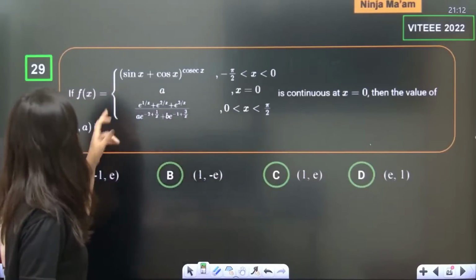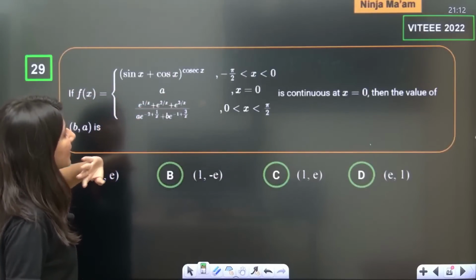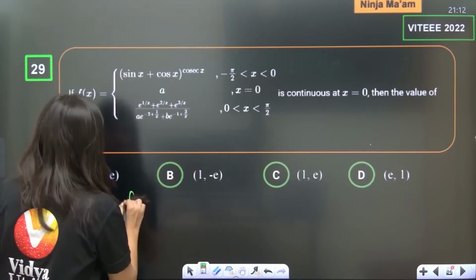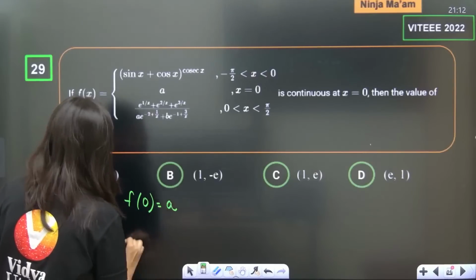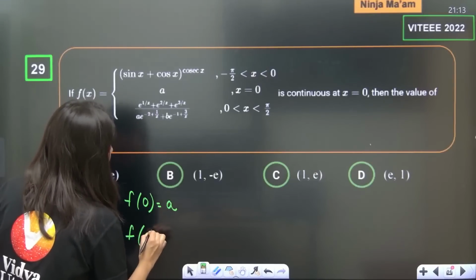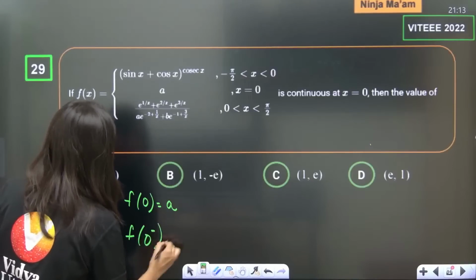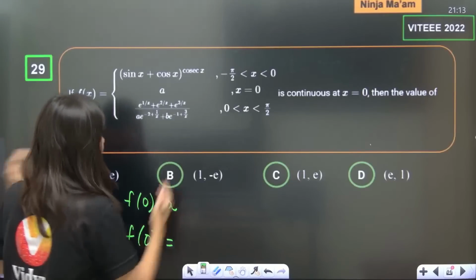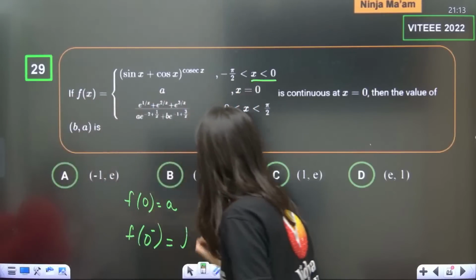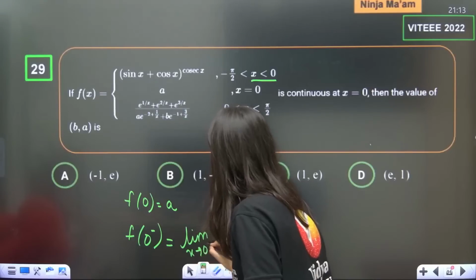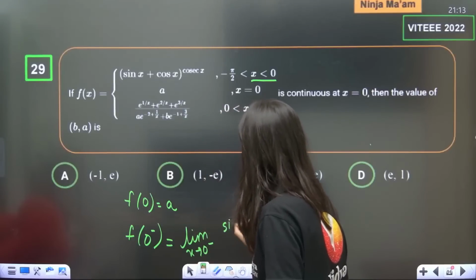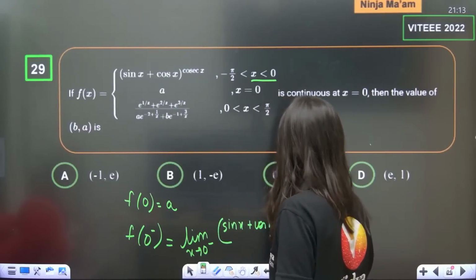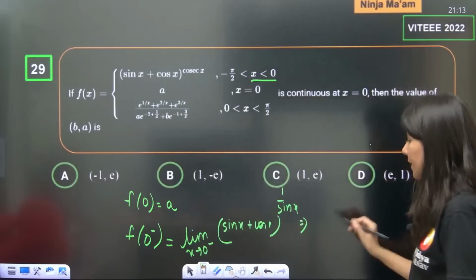Yes, (sin x plus cos x) raised to power cosec x. f(x) is this. So it is continuous at x equals 0. f of 0 is clearly A. What about f of 0 minus, let's say? So for x less than 0, limit x tends to 0 minus, this is (sin x plus cos x) power 1 by sin x, a 1 raised to power infinity form.